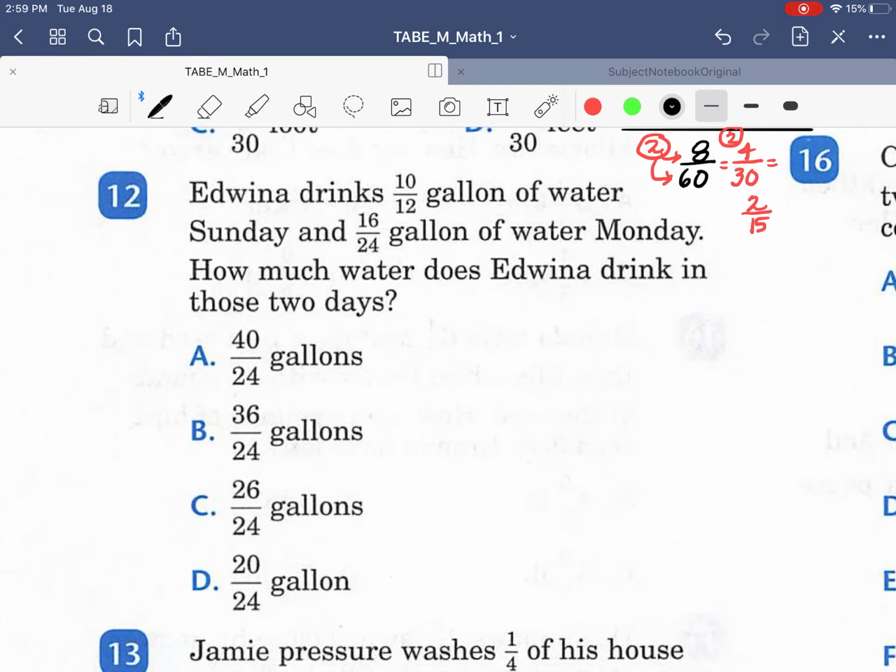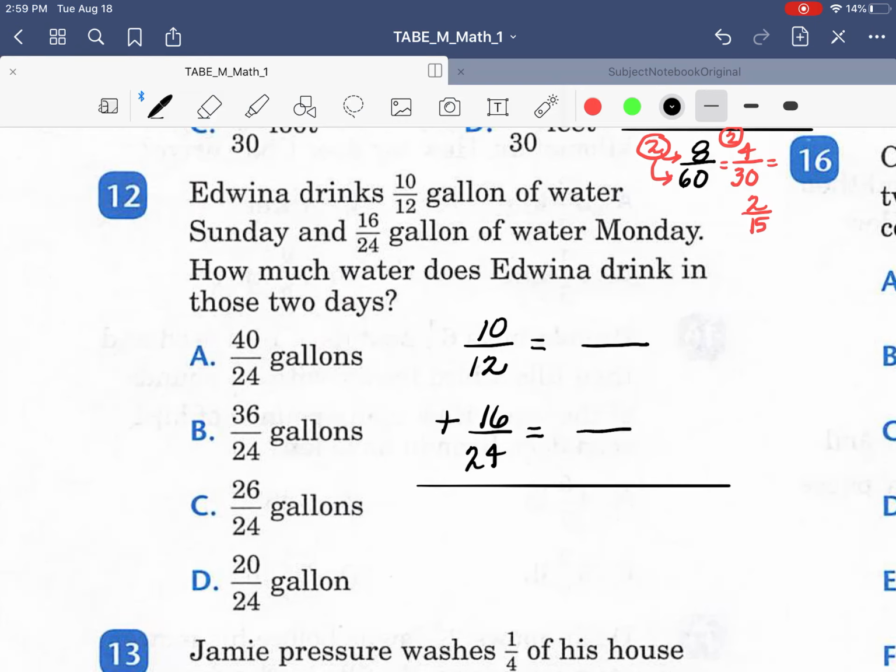Number 12. Edwina drinks 10/12 gallons of water Sunday and 16/24 gallons of water Monday. How much water does Edwina drink in those 2 days? So this one is addition. 10/12 plus 16/24.